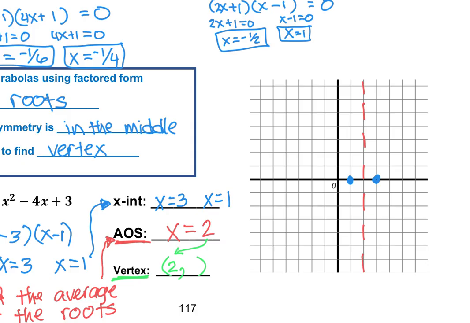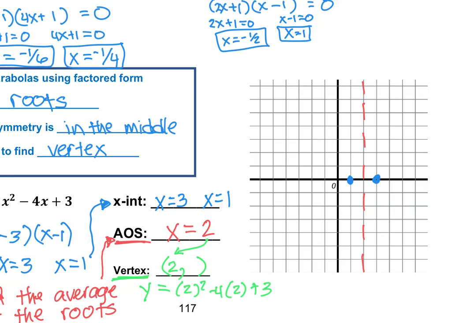So that 2. Now let's plug into our equation. Why? Because it says y equals, and we want to know what y is. So let's plug this in. So I have 2 squared minus 4 times 2 plus 3.